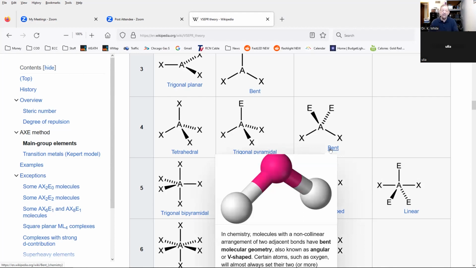By the way, this bent shape you see, that's the shape of water. The 2 white balls are hydrogen. That pink color, I guess it's pink.